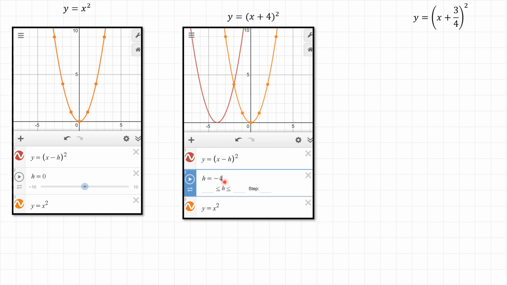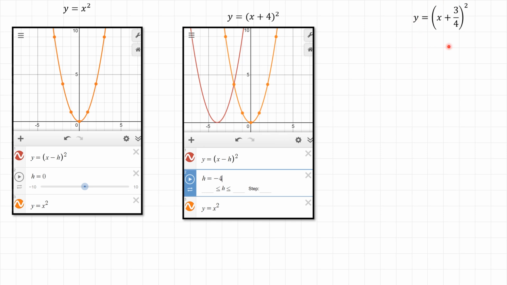So in this case, when h is a negative number, it looks like the parabola has been translated to the left by, let's count here, 1, 2, 3, 4 units. Weird, that's the same thing as the value of h. 4 units, but because it's negative, it's not moved to the right, it's moved to the left.